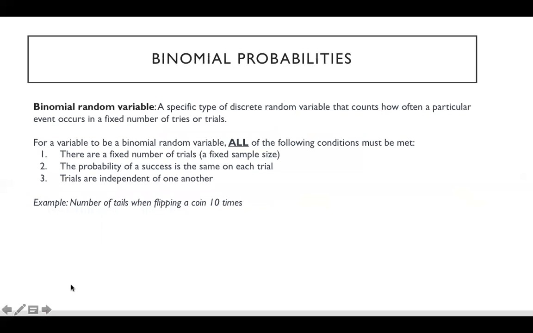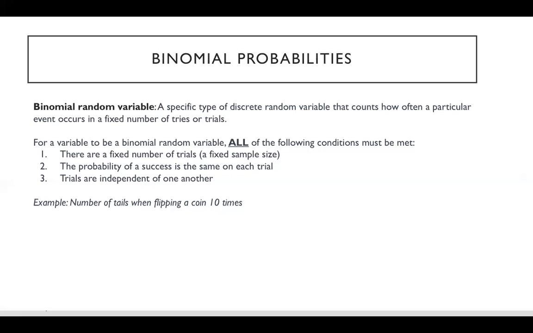So switching gears a little bit into binomial probabilities. A binomial random variable is a specific type of discrete random variable that counts how often a particular event occurs in a fixed number of tries or trials. For a variable to be a binomial random variable, it must meet 3 conditions. First, there must be a fixed number of trials or a fixed sample size. Second, the probability of success must be the same for each trial. And third, the trials must be independent of one another.